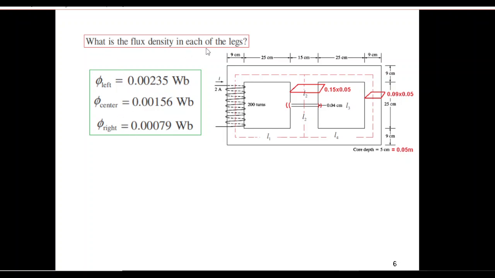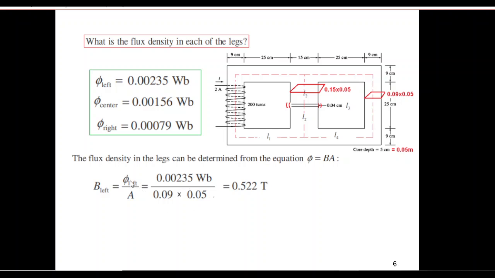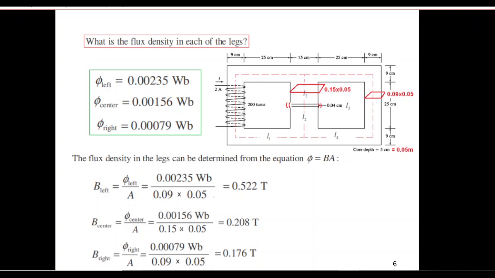Now we need to calculate the second part of the question, the flux density. So this is easy. I hope you recall what flux density is. The total flux is the flux density multiplied by area, or we can say that the flux density is flux divided by area. So B left, or the flux density left, is phi left divided by its area. The left area and the right area are the same. So using this, this is our flux density on the left arm. Then the flux density of the center arm is phi center divided by its area. Its area is, you have to use this area. And flux right is the same way. The flux right and the area are the same, so it is 0.176 Tesla.